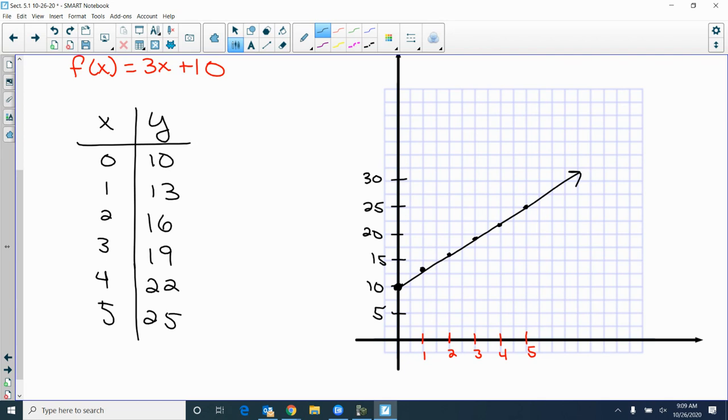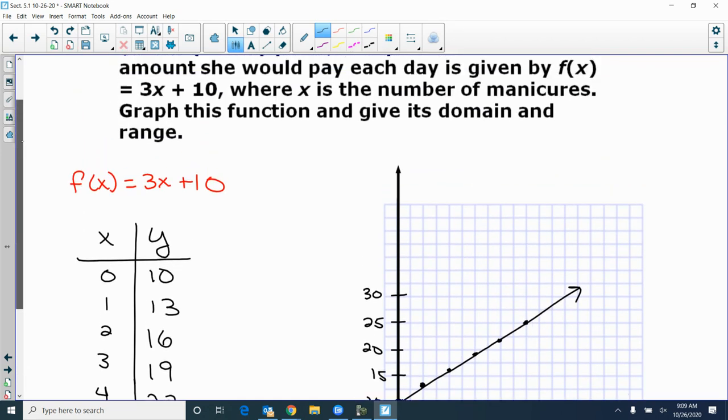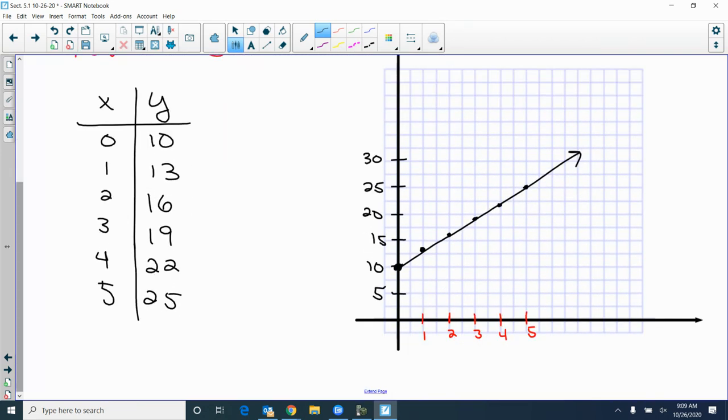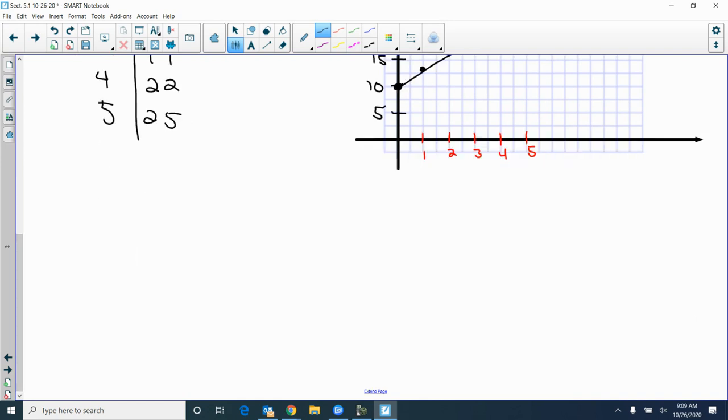All right, now what's the one question we haven't answered that it asked for? I'll wait while you guys finish up, and do connect that. Because it did not ask us for a domain. We don't need to go into the negatives because we can't do a negative number of manicures. That last sentence there says give its domain and give its range. So this is what makes sense.